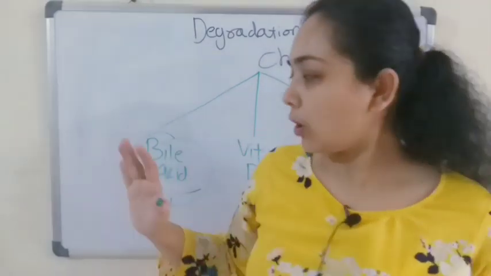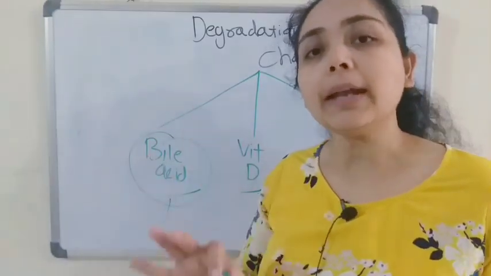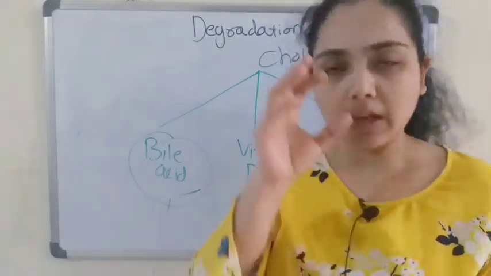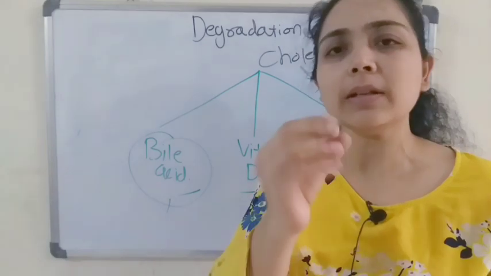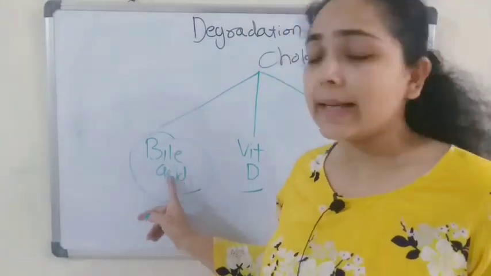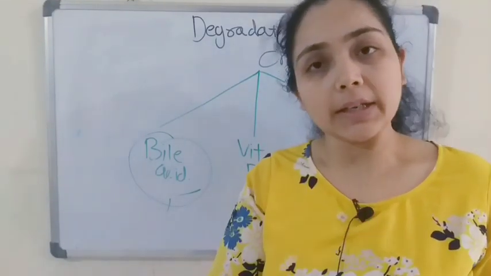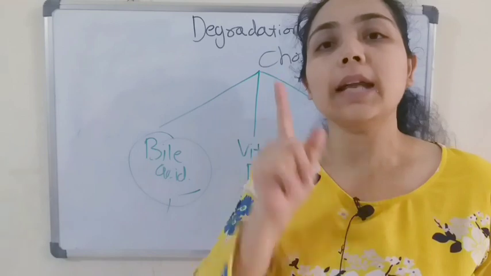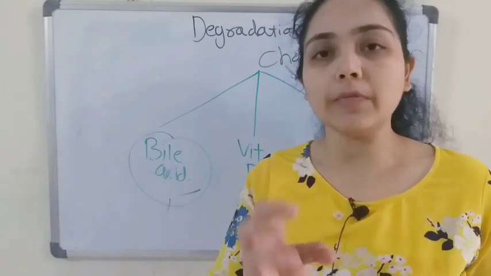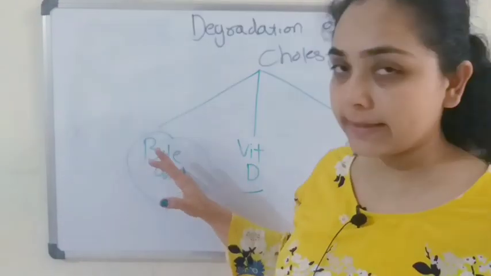So what is the role of bile acid in our body? There are various roles; we will briefly understand the major role. Bile acid acts as an emulsifying agent in the intestine and helps in the digestion and absorption of lipids, that is, fat digestion and absorption. So that is the role of bile acid.